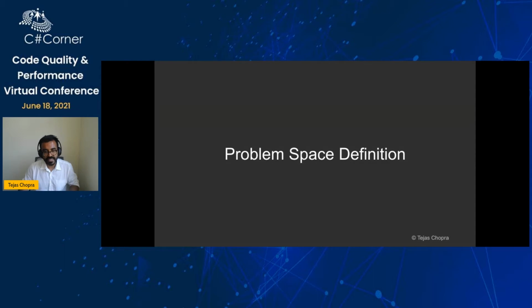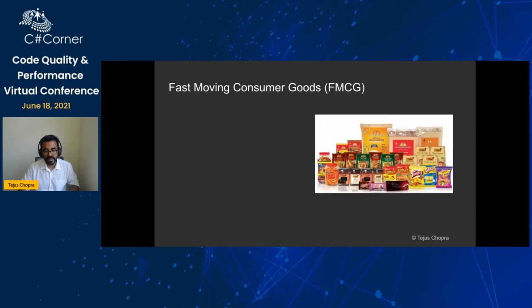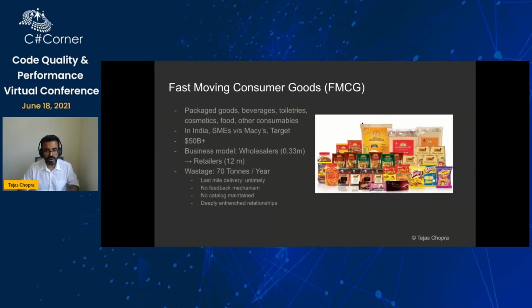Coming to the problem space definition. Like I said, there's a category of goods called fast moving consumer goods, and this is an image that captures it quite well. These are packaged goods, beverages, toiletries, cosmetics, food, and other perishables. They are typically found in the US in big stores such as Macy's and Target. But in India, they are also found in a bunch of retail stores that are run by small and medium businesses. The market for these is around $50 billion in India.